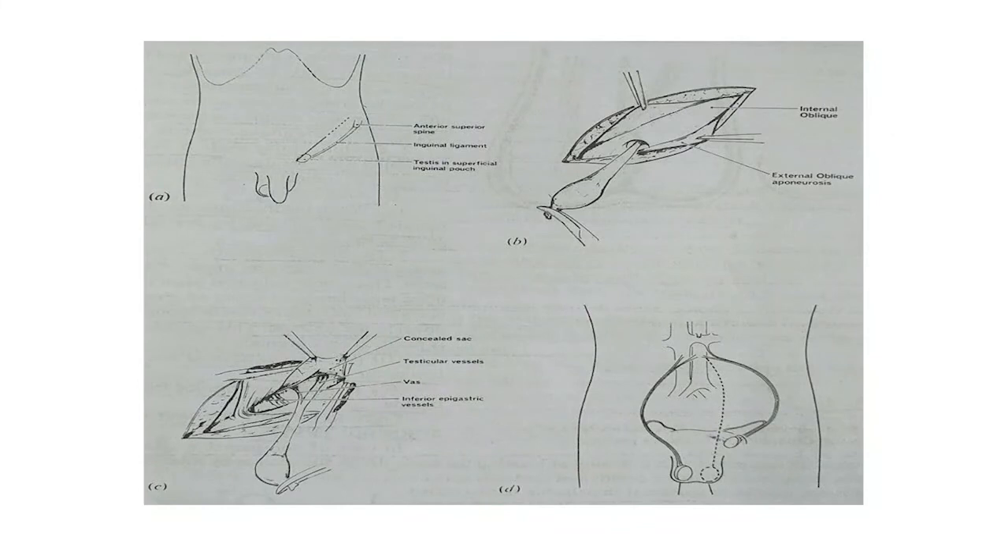Dear students, here is the image showing the technique of the elongation of the spermatic cord in case of undescended testes. Diagram A shows the most common position of the undescended testes. Diagrams B and C show the dissection of the testes along with the spermatic cord. Diagram D shows the technique of adopting a straight path for the testicular vessels, and the spermatic cord and testes are brought down to the scrotum. This is the typical picture showing the operation of orchidopexy.